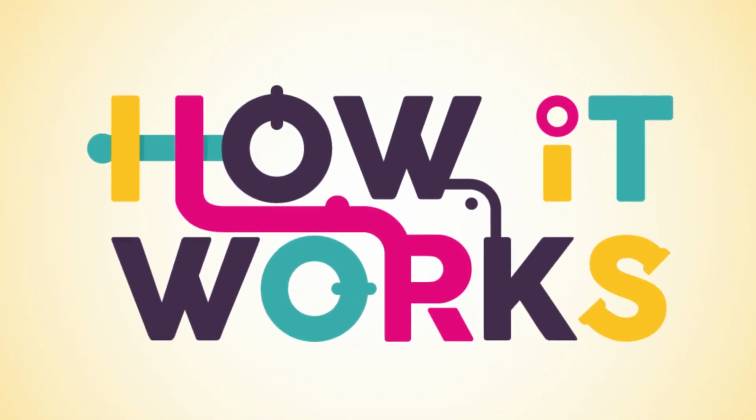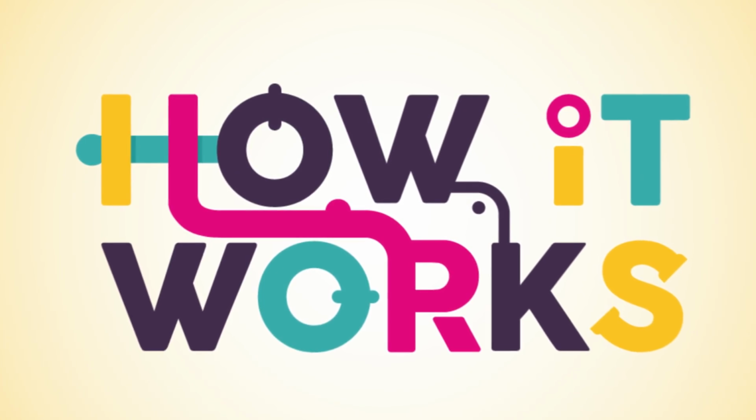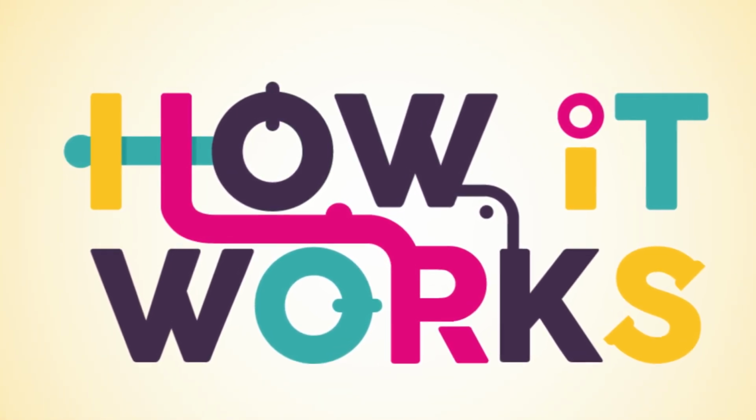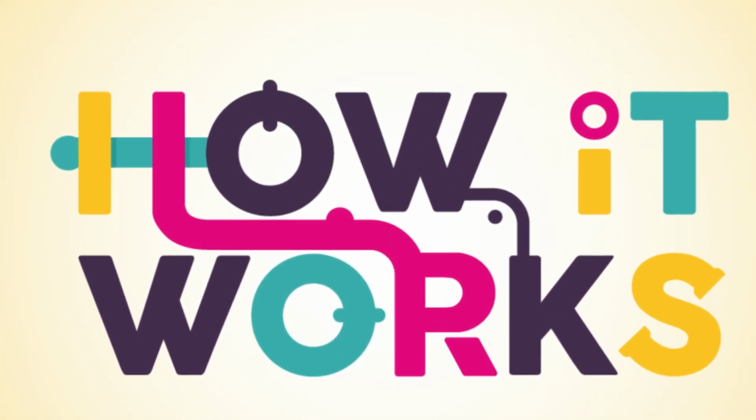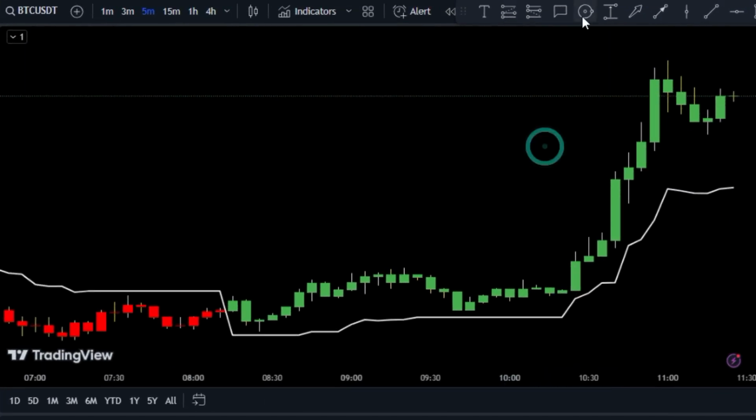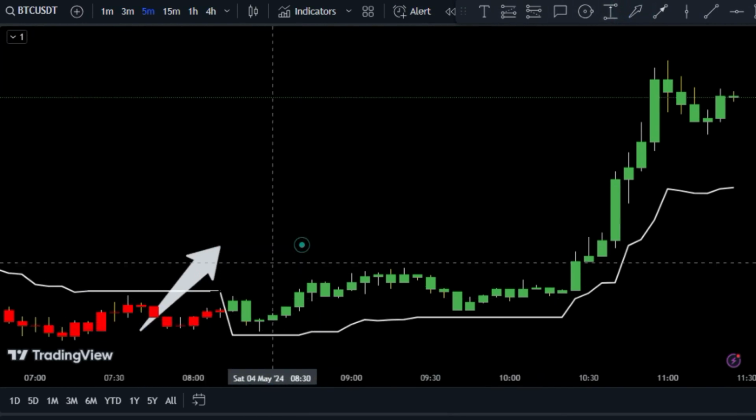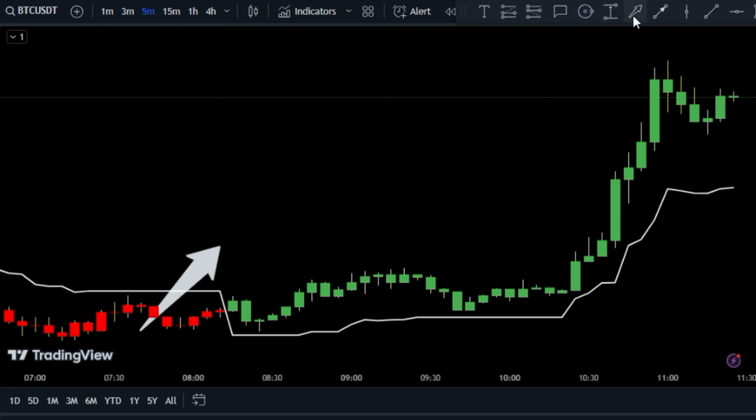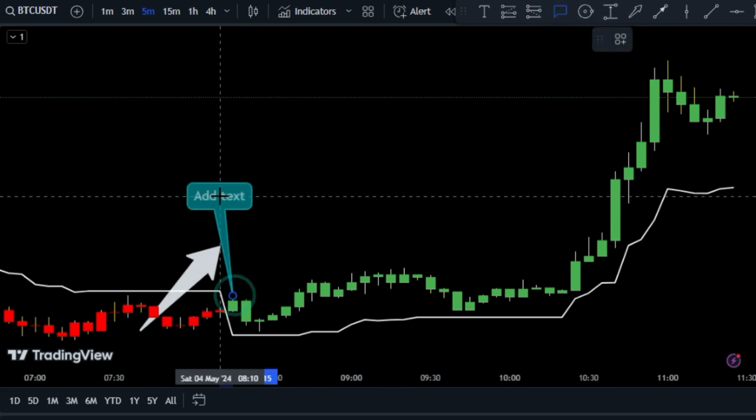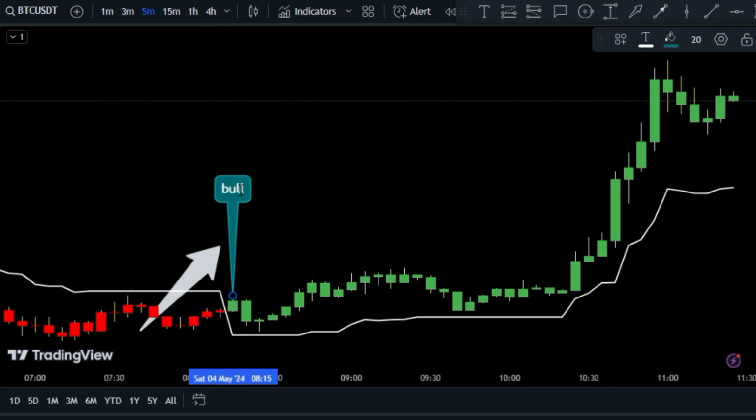Alright traders, let's break down how our first secret weapon, the Trend Trader Strategy, works its magic. This bad boy draws a line right on your chart, making it super easy to spot those money-making opportunities. When the price breaks through that line from bottom to top, we call it a bullish breakout, and the candles will change their color to green. That's your cue to jump on the buy signal train.